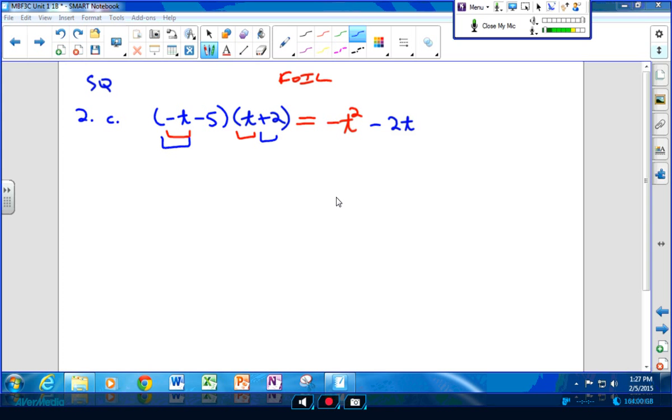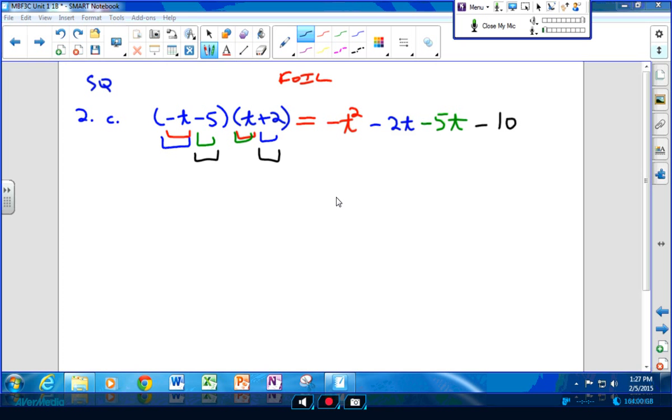Now inside is, and I'll use green here, negative 5 times positive t. So a negative times a positive is also going to be negative. And 5 times t is just 5t. And then finally, switch to black, last, which is negative 5 times positive 2. Negative times a positive, so negative 5 times 2 is negative 10. So we've now expanded our two binomials using FOIL.